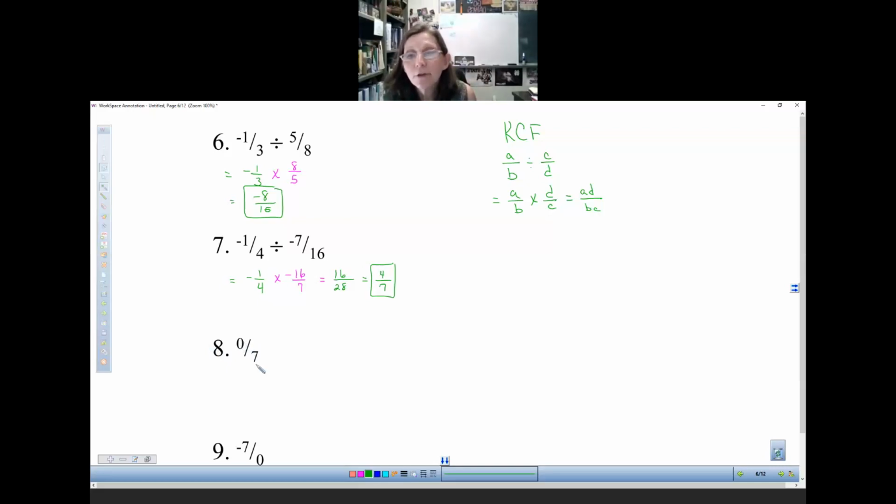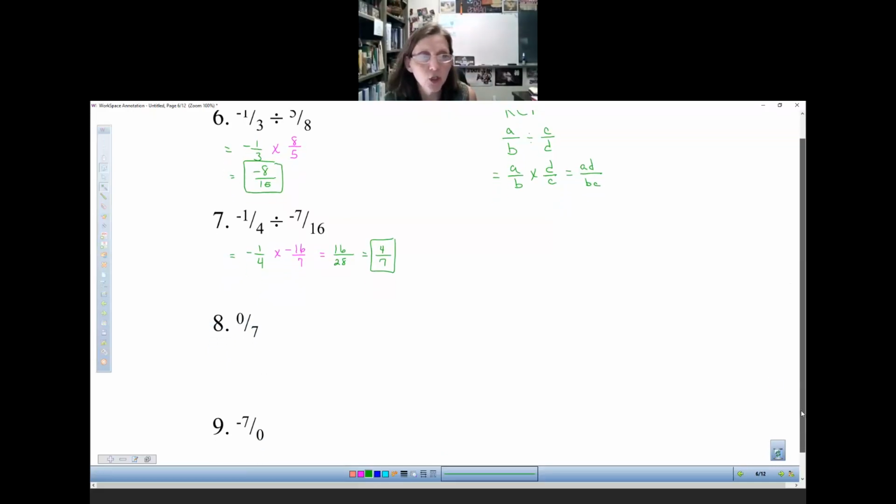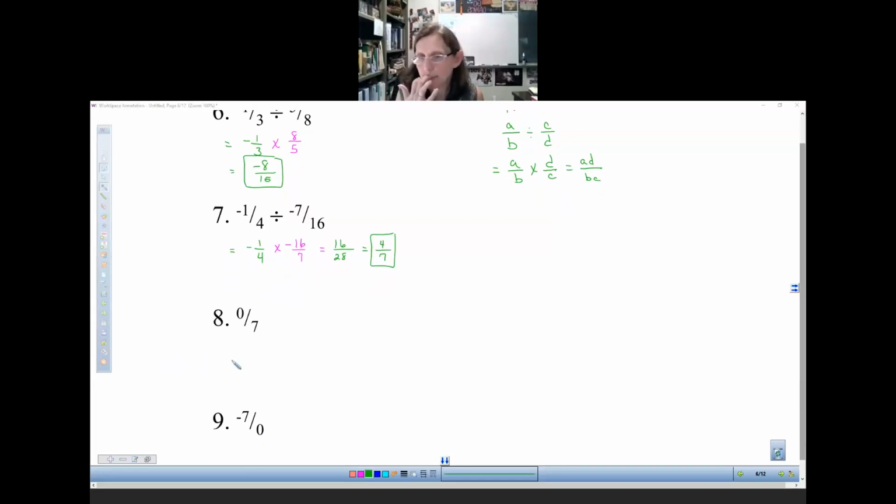Okay, my favorite two problems here, because I think this is one of the biggest concepts that folks miss in elementary and middle school and high school, and they think their calculators are being crazy, but they're not. This problem says 0 divided by 7, and this problem says negative 7 divided by 0. It doesn't matter whether it's positive or negative. 0 on the top gives me 0 for my answer. I don't care whether these are positive or negative numbers. 0 divided by 7 is still going to be 0.